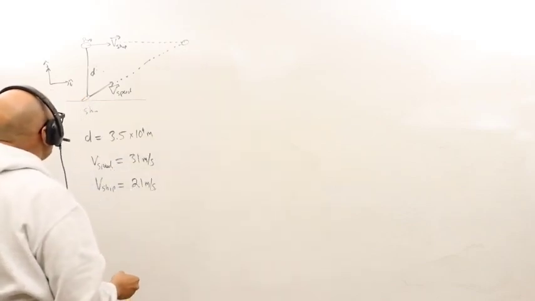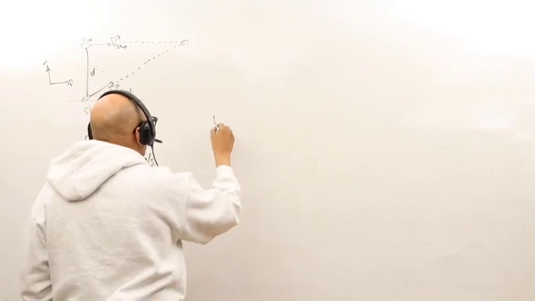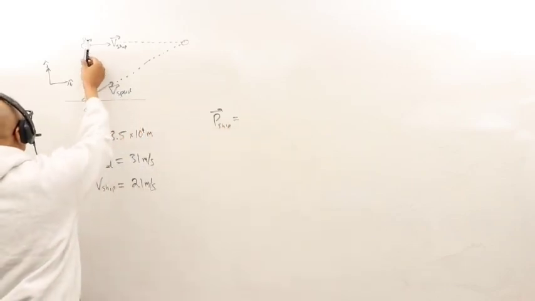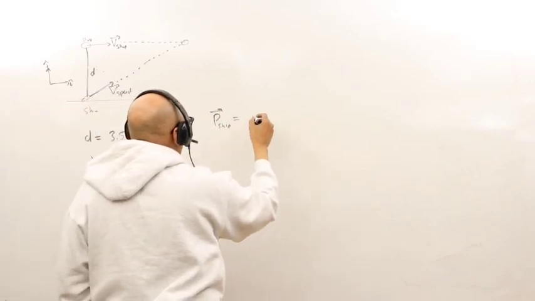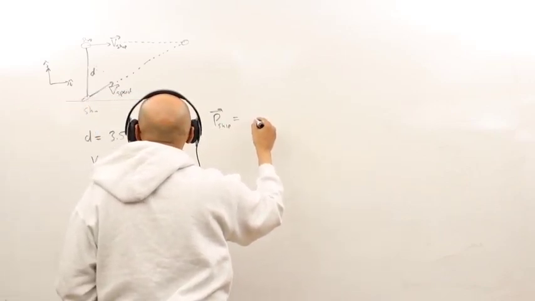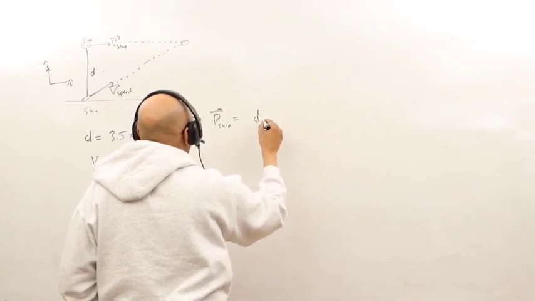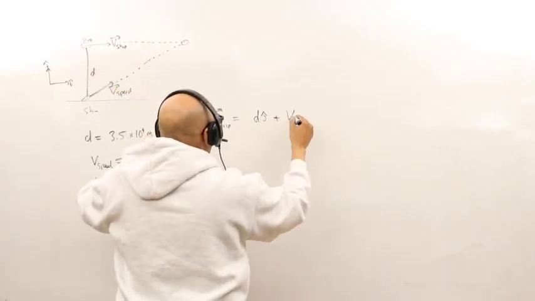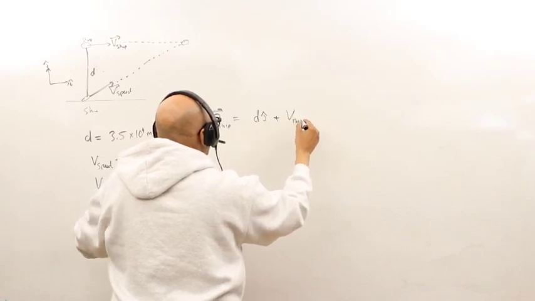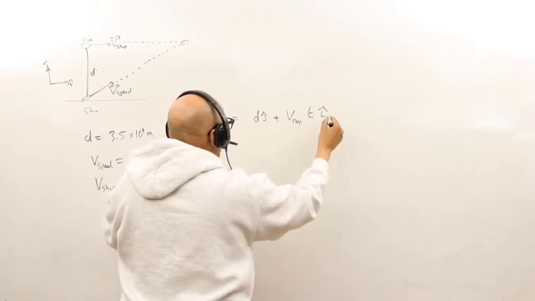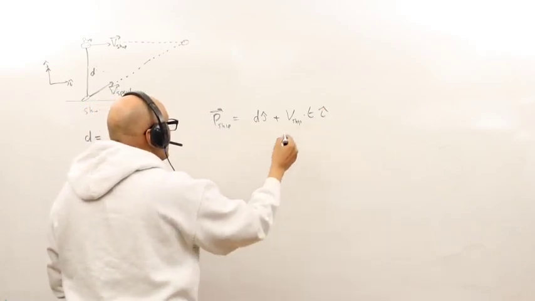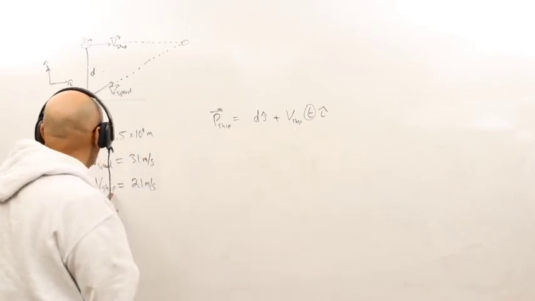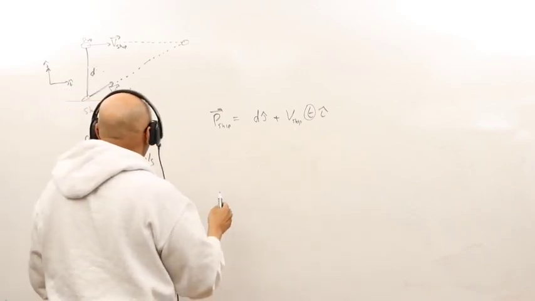So if we look at it, the position of the ship, let's call it P ship, is this d vector plus v ship times t. So d vector, actually let's put in numbers. D j hat is up and across, plus v ship times t in the i direction, i hat. That's the position of the ship. So t we don't know. So this position changes as t progresses. So v ship is 21 meters per second, d is 3.5 times 10 to the 4 meters.